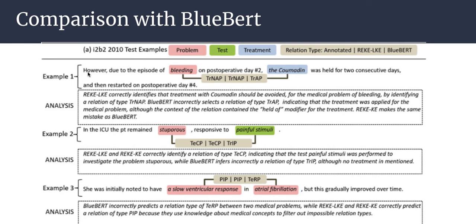In this example, as you can see: however, due to the episode of bleeding on post-operative day 2, the Coumadin was held for 2 consecutive days. BlueBERT incorrectly classifies it as TrP, while the relation extraction system with knowledge embeddings correctly classifies it as TrNAP.